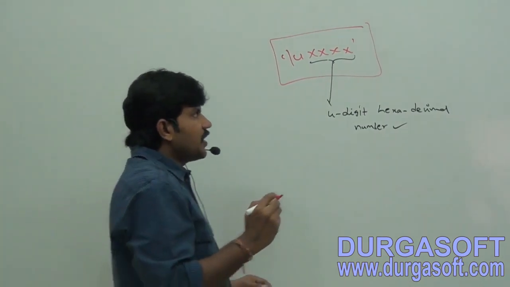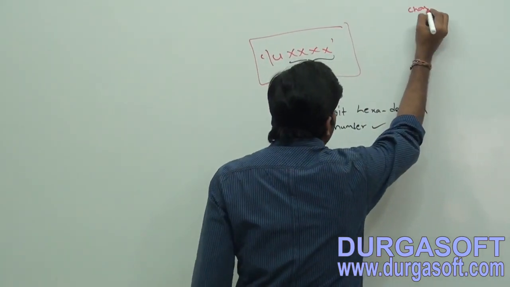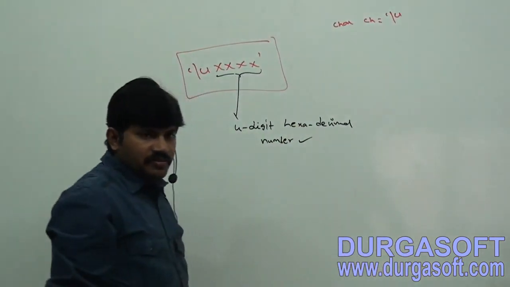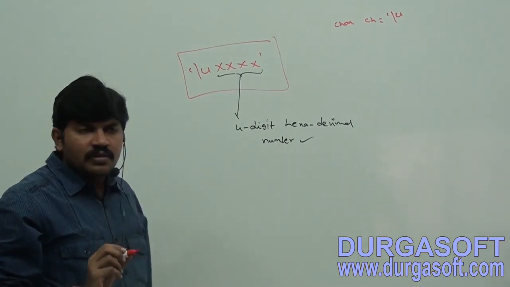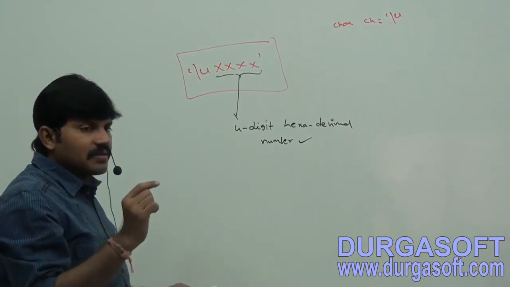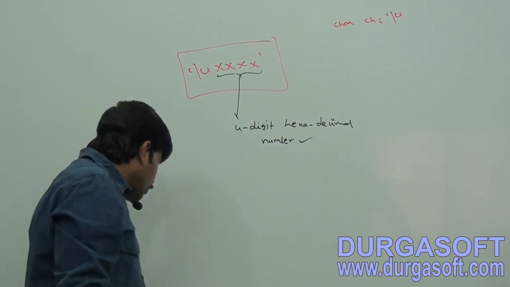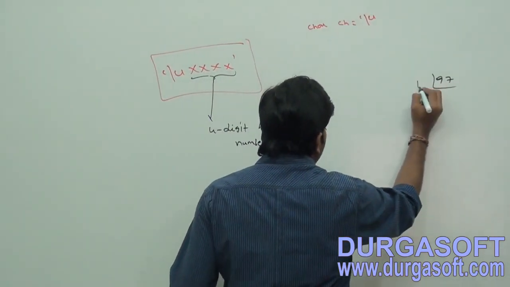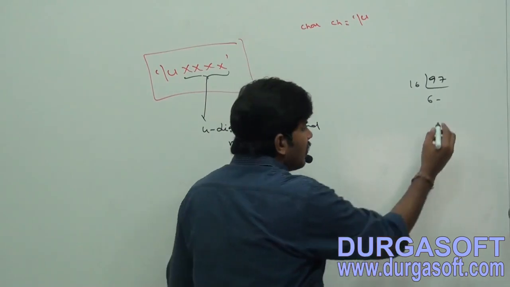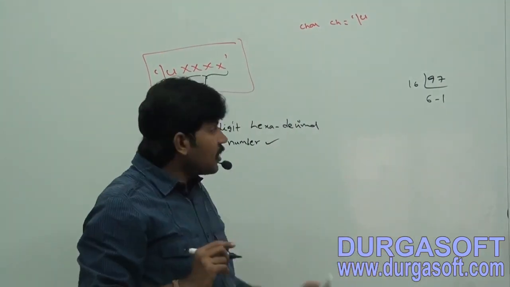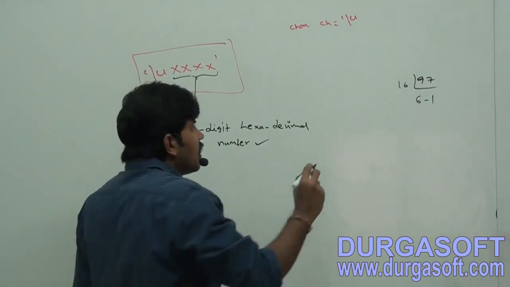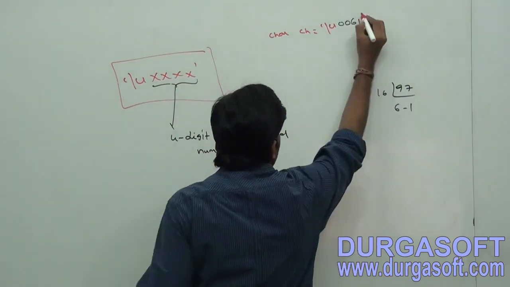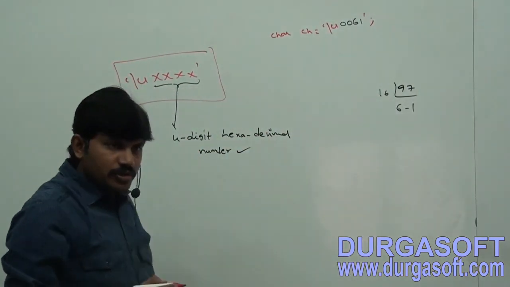Now observe, sir, I'm taking char ch is equal to single quote \u. Sir, can you tell what the remaining part is? A 4-digit hexadecimal number. Sir, A is there. What is the corresponding Unicode value? 97. Can you please convert 97 into a hexadecimal number? 16 6s are 96 and 1 is the remainder. 61. But how many digits are required? 4 digits. That's why let me add 0061, so \u0061.